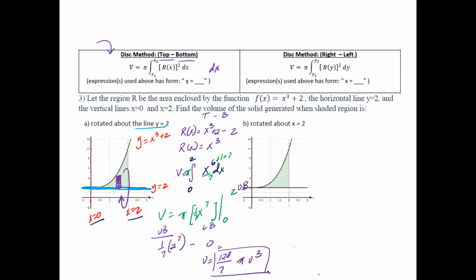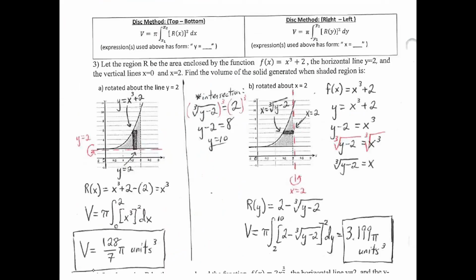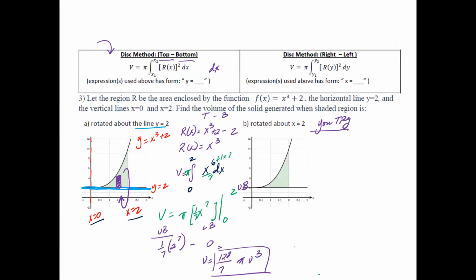Now that I did this one for you, 3A, I want you guys to try 3B. Pause the video and give that a try. All right, go ahead and take a look at the answers, you guys. You should have 3.2 pi units cubed. I'm going to go back to number 2.